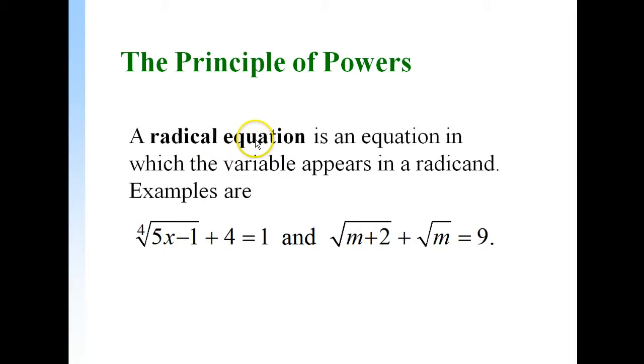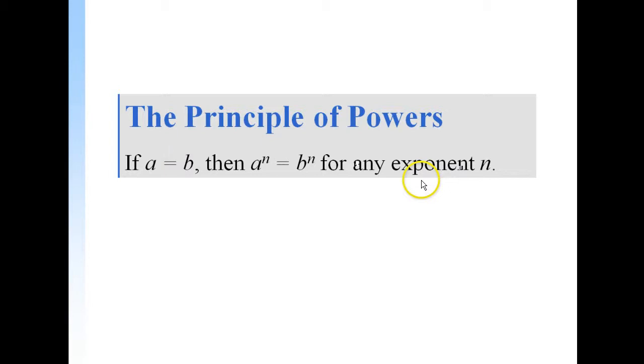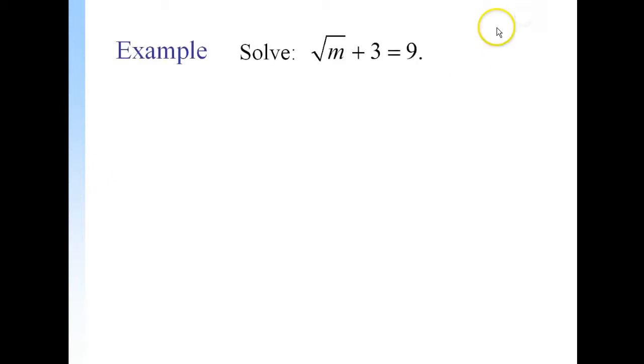So these are radical equations. It would be an equation that somewhere has an equal sign and somewhere has a radical. And the principle for solving it is the principle of powers. That is, if we raise this side to a certain power and this side to a certain power, in a sense we have an equation still. It's not the same, but equivalent. There is a little problem though, as we'll mention as we go on.